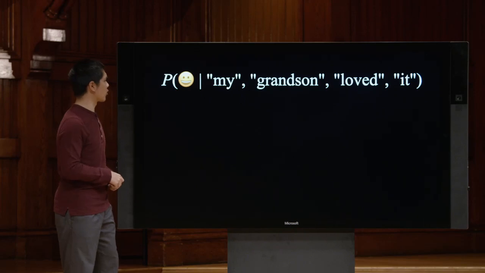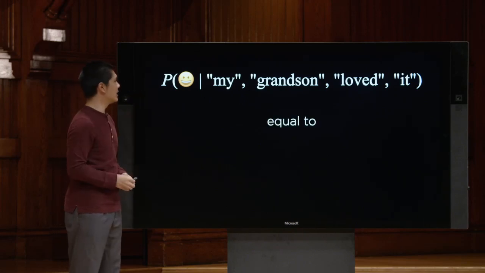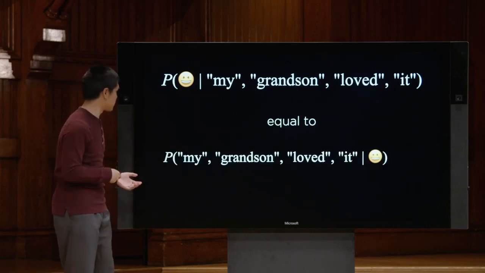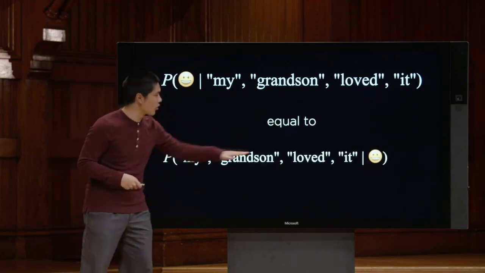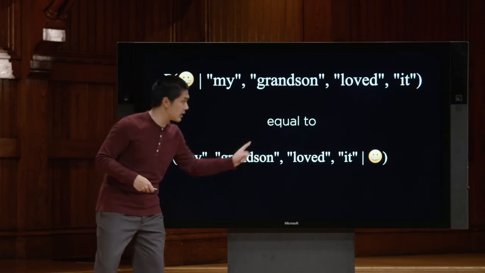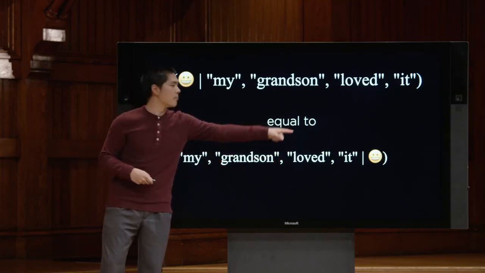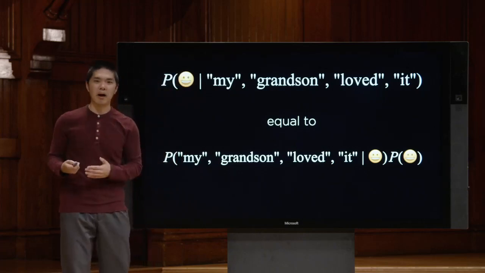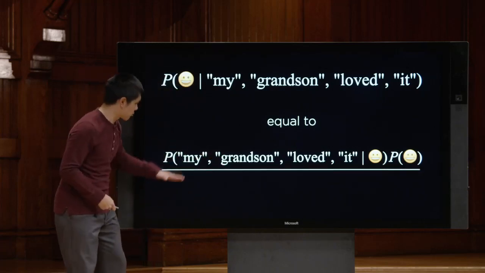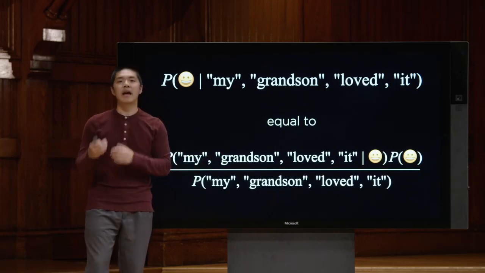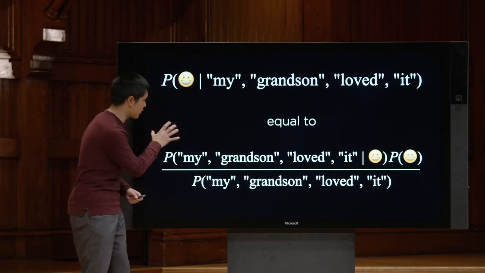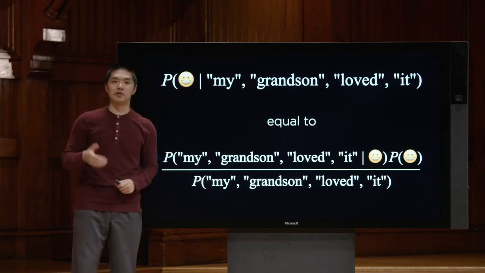So according to Bayes' rule, this conditional probability is equal to what? It's equal to the probability that all of these four words are in the review, given that the review is positive, multiplied by the probability that the review is positive, divided by the probability that all of these words happen to be in the review. So this is the value now that we're going to try to calculate.